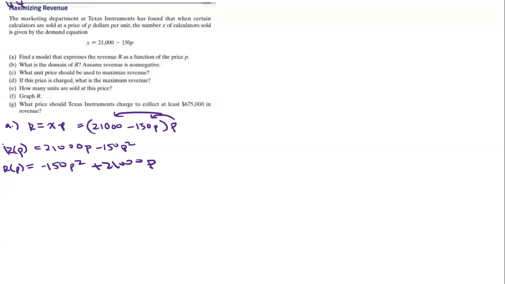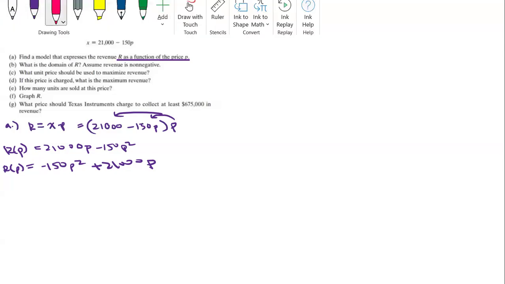Okay, so it says find a model. This is a model. Model just means deducing an equation based off the information that they give you. It says find a model that expresses the revenue R as a function of the price P. That's what we have, we have it in terms of P. So there's our answer right there for part A.